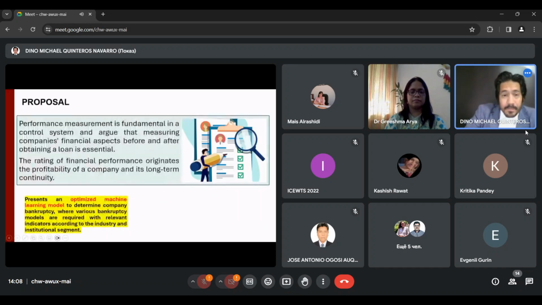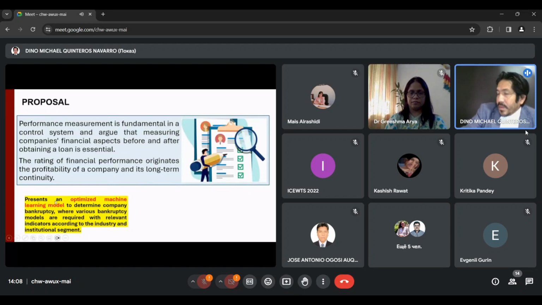A proposal: performance is fundamental in a control system. Measuring companies' financial aspects before and after obtaining a loan is essential. The rating of financial performance originates the profitability of a company and is a long-term continuum.